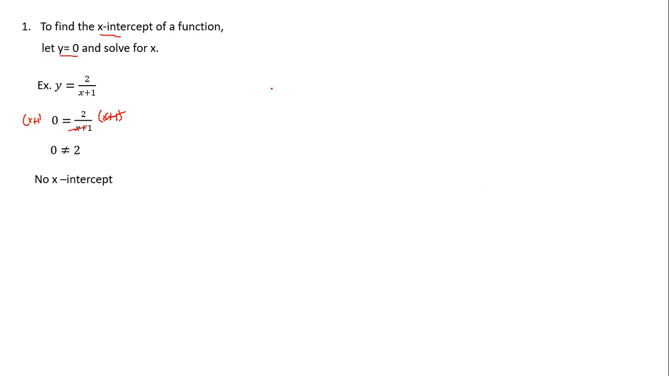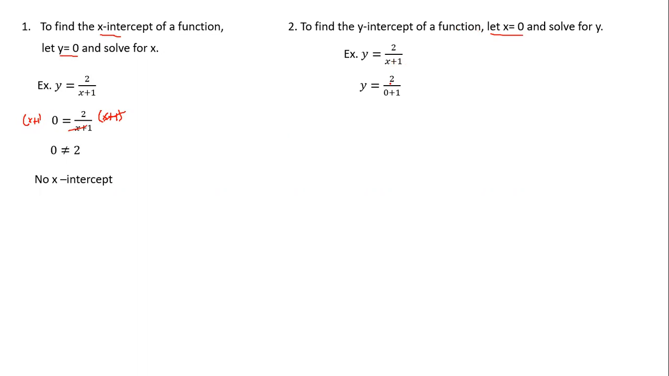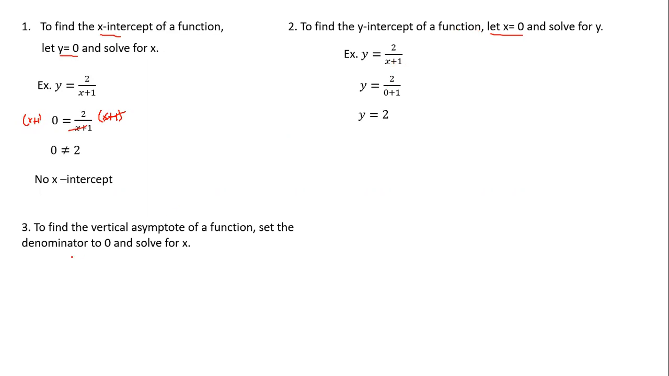Therefore, no x-intercept. To find the y-intercept, let x equal 0. We'll take the same function, put 0 in for x, our answer is 2. Vertical asymptote, you ask what makes the denominator equal 0. So we take the same function and we ask what would make the denominator equal 0. The answer for that would be -1. So we have a vertical asymptote at -1.